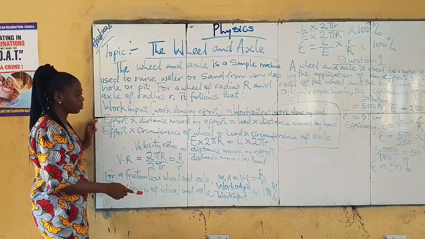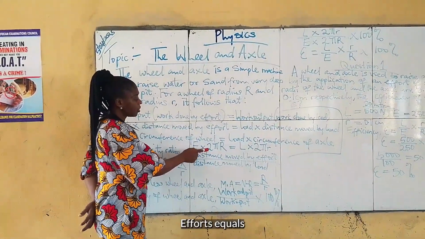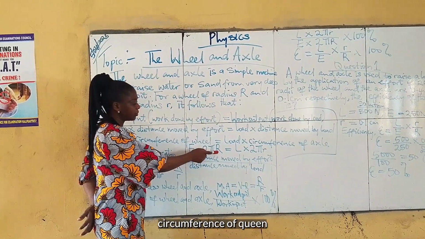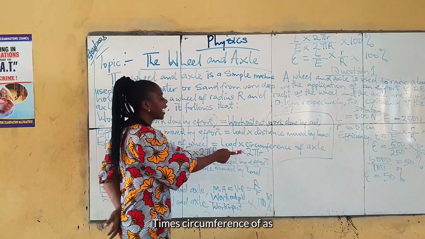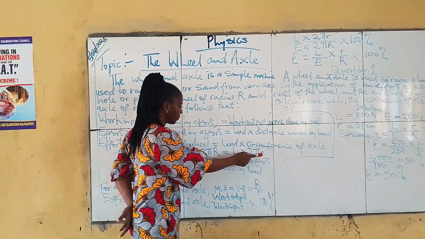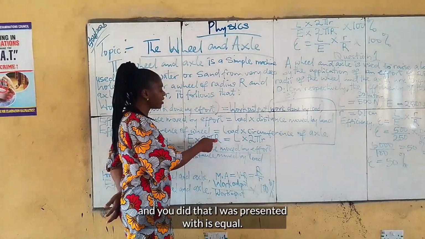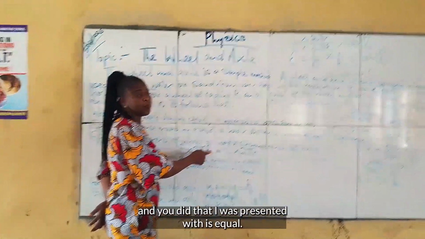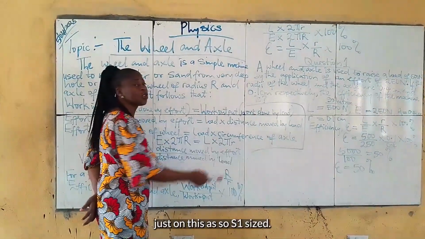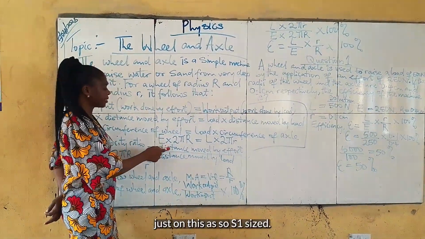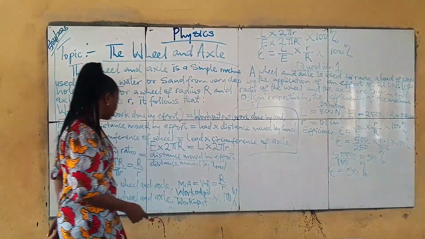Therefore, velocity ratio, effort times circumference of wheel equals load times circumference of axle. The small letter r represents the axle, while the big letter R represents the wheel. The big letter R stands for the radius of the wheel, while the small letter r stands for the radius of the axle. So effort times circumference of the wheel equals load times circumference of the axle.